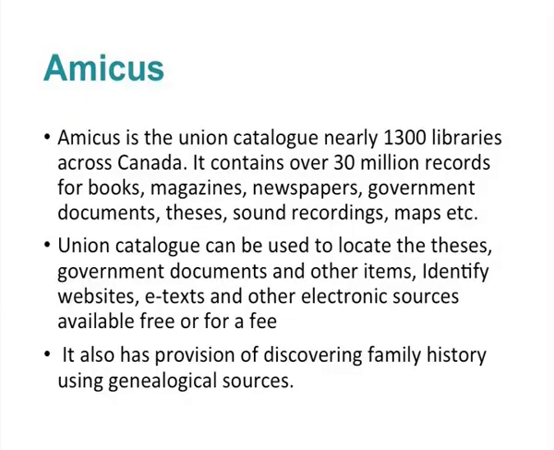The third international venture as far as the union catalog is concerned is called Amicus. Amicus is a union catalog in which around 1300 libraries across Canada participate, and it contains around 30 million records for books, magazines, newspapers, government documents, theses, sound recordings, maps, etc. This union catalog can be used to locate theses, government documents and other items, and identify websites, e-texts and other electronic resources available free or for a fee.